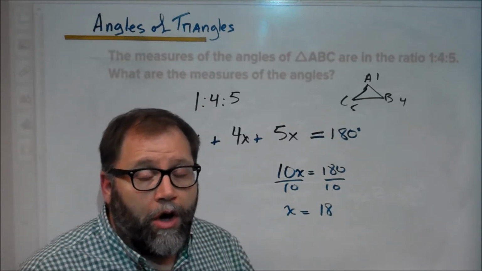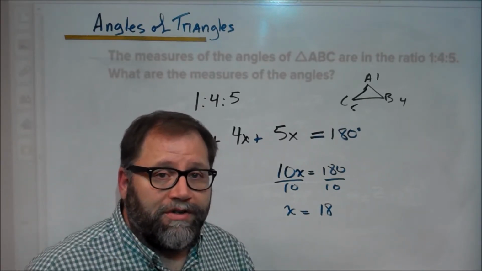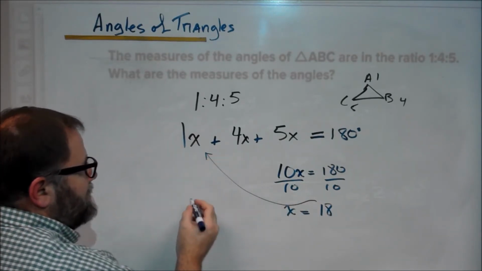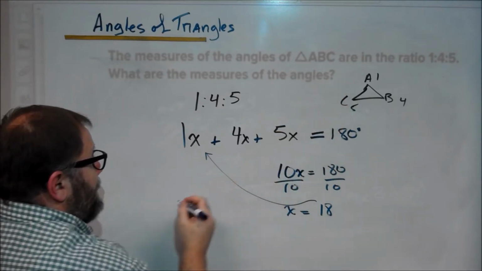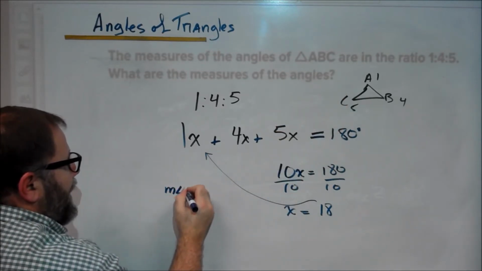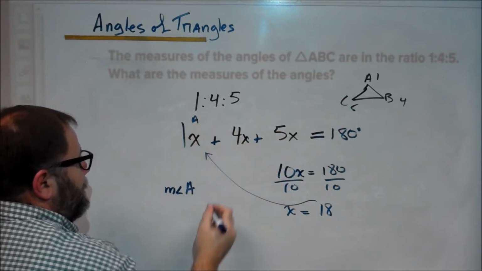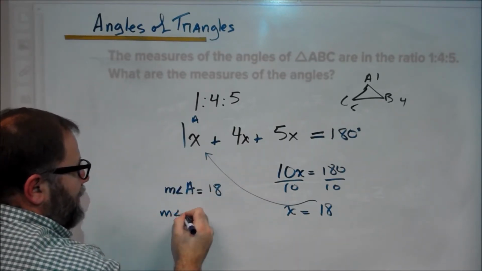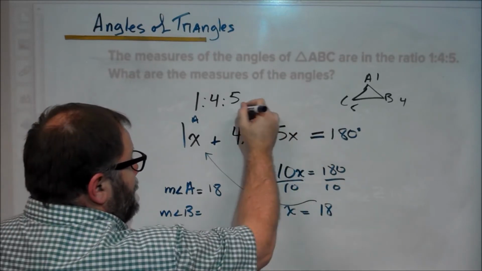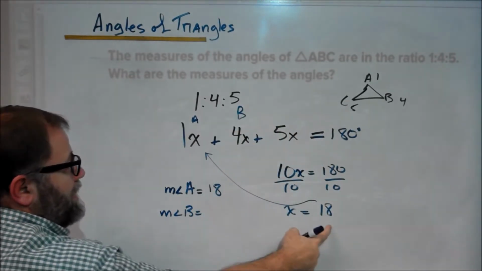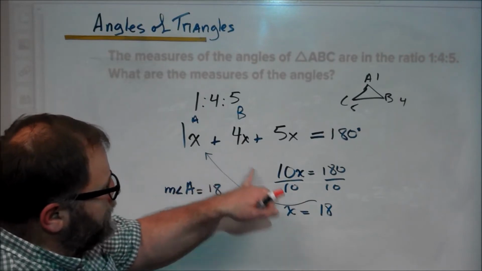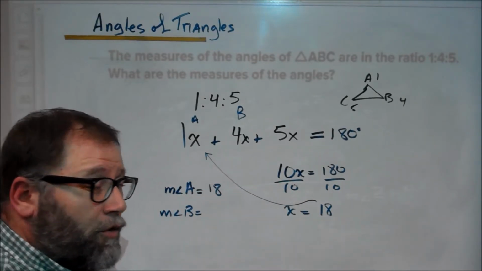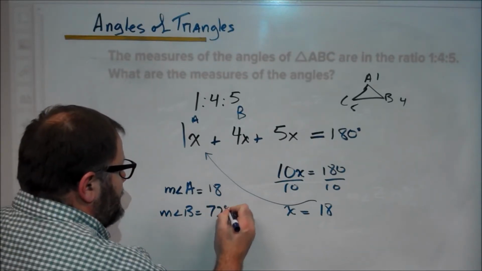Are we done? No. We need to have the three angle measures. So as we substitute this back in for x, our first angle measure, and let's just describe it as A. The measure of angle A is 18 degrees, 1x. The measure of angle B, that one's going into this spot, B, is 4 times 18. 4 times 10 is 40. 4 times 8 is 32. 40 plus 32 is 72 degrees.